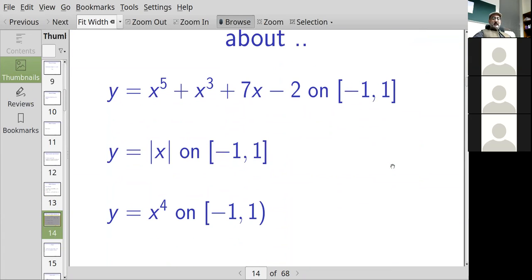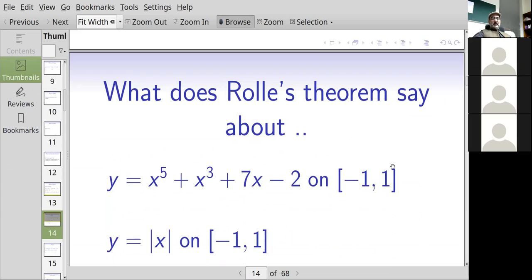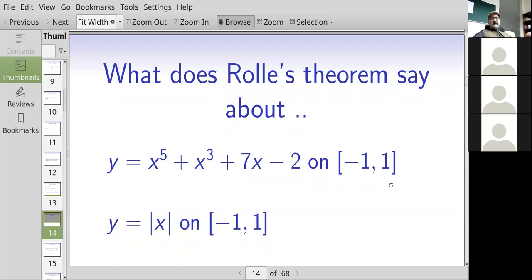Sir, how is it not differentiable at that point? The absolute value function is not differentiable at x equal to 0. If you try and work it out from the limit definition, the limit does not exist. Okay. It's got a sharp corner, basically.